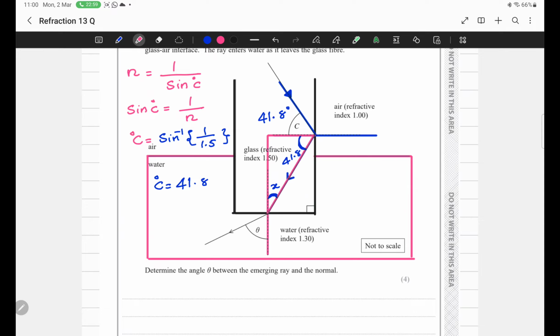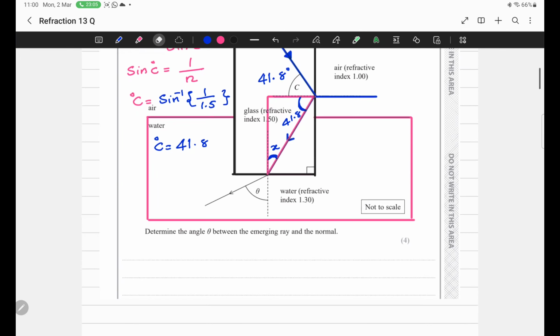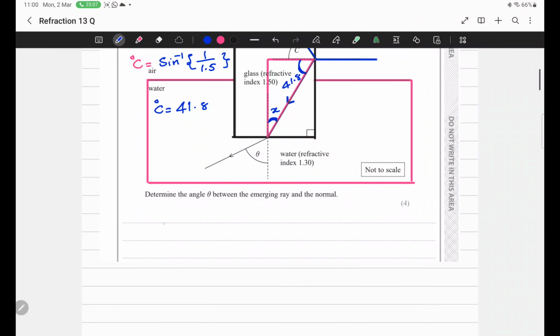Sir, if we complete a right angle triangle, this red triangle is a right angle triangle. And in this right angle triangle, as Zainab said, sir, the total angle is 180 degrees. So I can say angle X plus angle 90 plus 41.8, the sum of all angles is equal to 180. So we can calculate X, and then X will be 48.2.